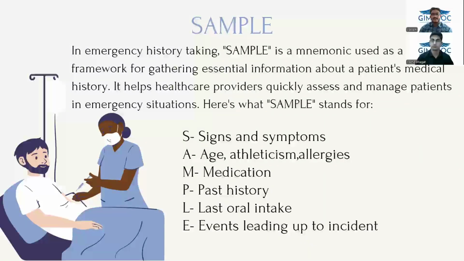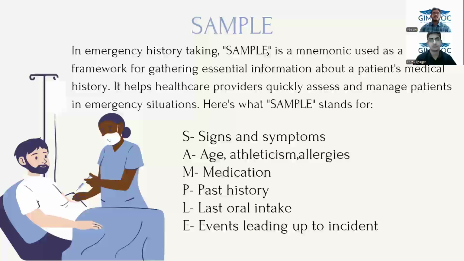And events leading up to the incident, again, are very important for all neurological emergencies. If something is precipitated, like for example a seizure, you can easily say, okay, this could be related to diabetes, type 1 diabetes, or any of that. So that's why SAMPLE is extremely important.